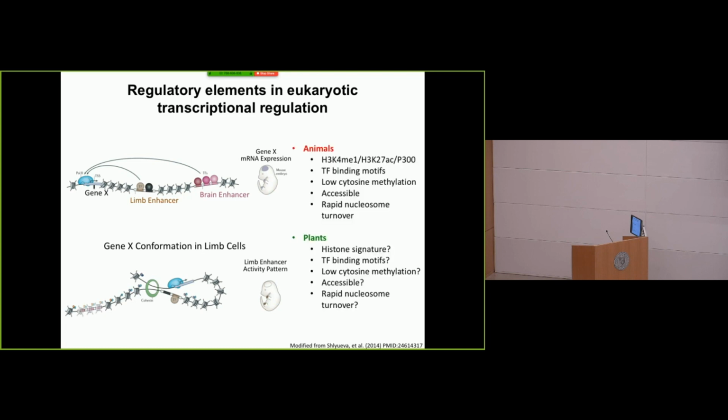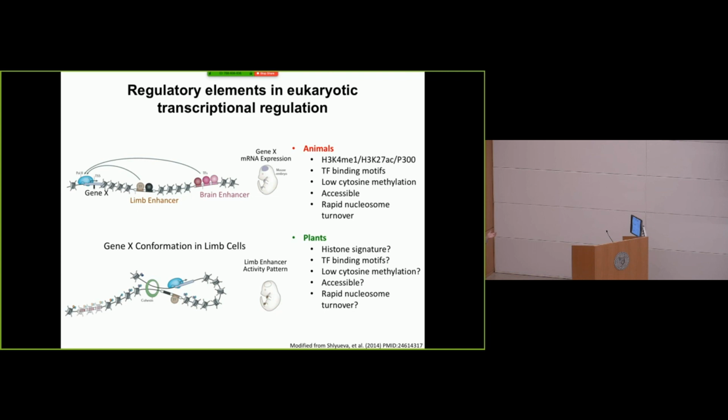And so in animals, often what you find at these regions that are found out here, these distal regulatory elements, is that there are specific histone modifications that characterize these regions. They're enriched, as you might expect, for transcription factor binding. These regions have accessible chromatin that enables transcription factor binding, and part of that is because there's rapid nucleosome turnover often at these regions.